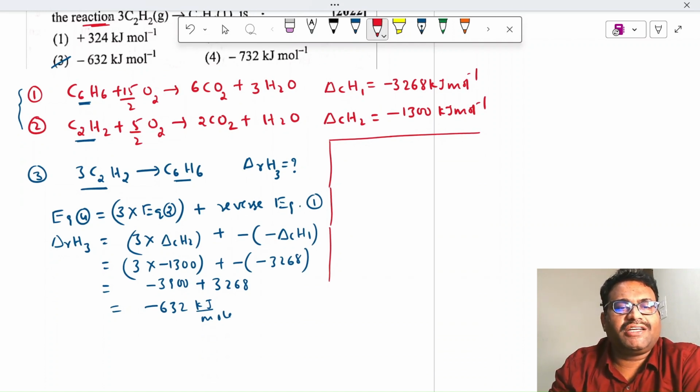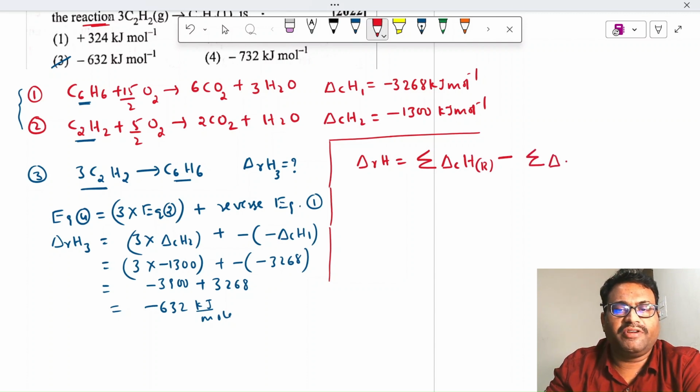So enthalpy of reaction is asked. When enthalpies of combustion are given and enthalpy of reaction is asked, enthalpy of reaction is equal to the sum of the enthalpies of combustion of reactants minus the sum of the enthalpies of combustion of products. Reactants minus products. What is the reactant? Acetylene is the reactant.